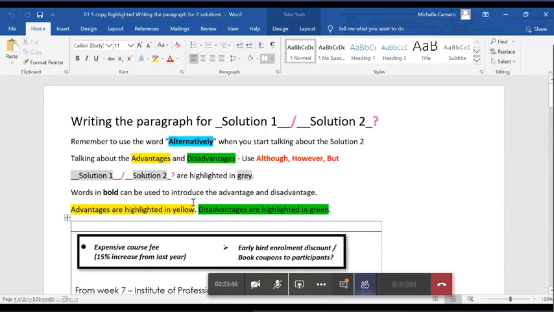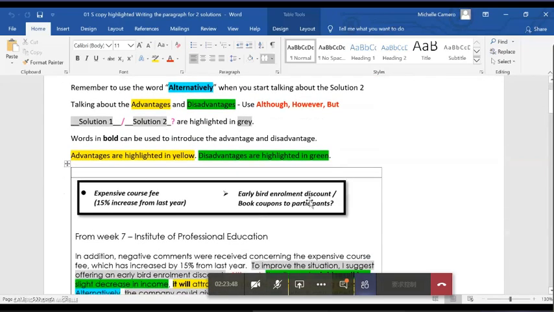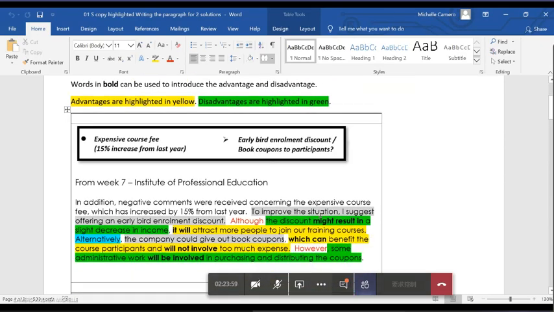Okay, so we talked about this already, talking about the two solutions, remember? And again, how do you know it's two solutions? When you see the forward slash and the question mark, you've got solution 1, solution 2. So early bird enrollment discount is solution 1, but coupons to participants is solution 2. And you will notice that I do talk about both of them, early bird enrollment discount and coupons.